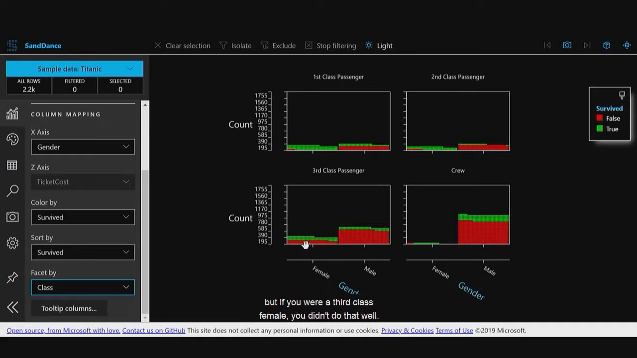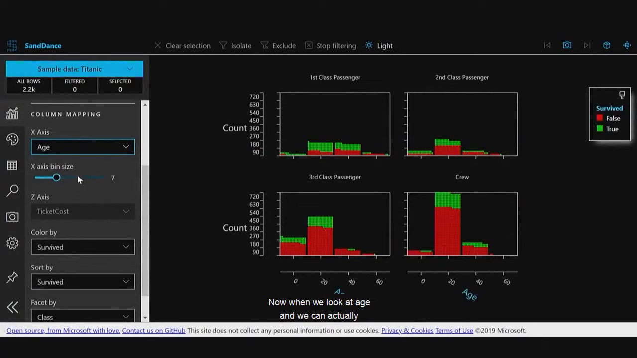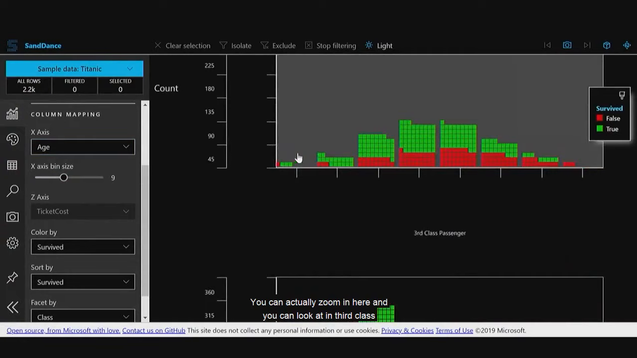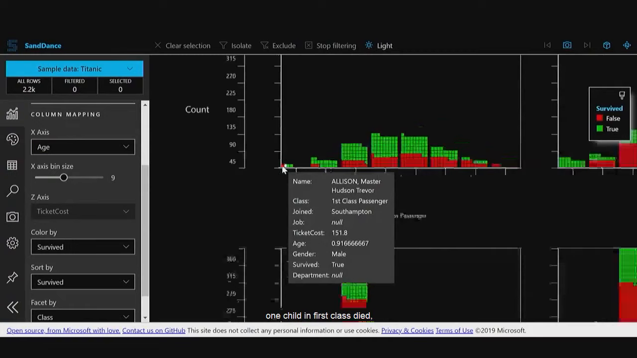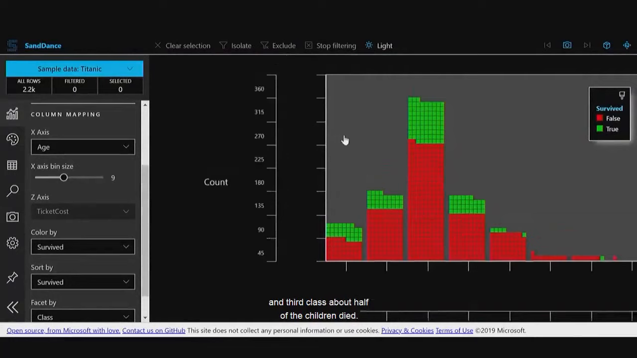But what about children? So let's look at the same sort of thing by children. So instead of choosing gender, let's choose age. Now, when we look at age, we can bin this to be a little bit more, you can zoom in here, and you can look at, in first class, one child died, no children in second class died, and in third class, about half the children died. And I was like, what's going on in this thing?